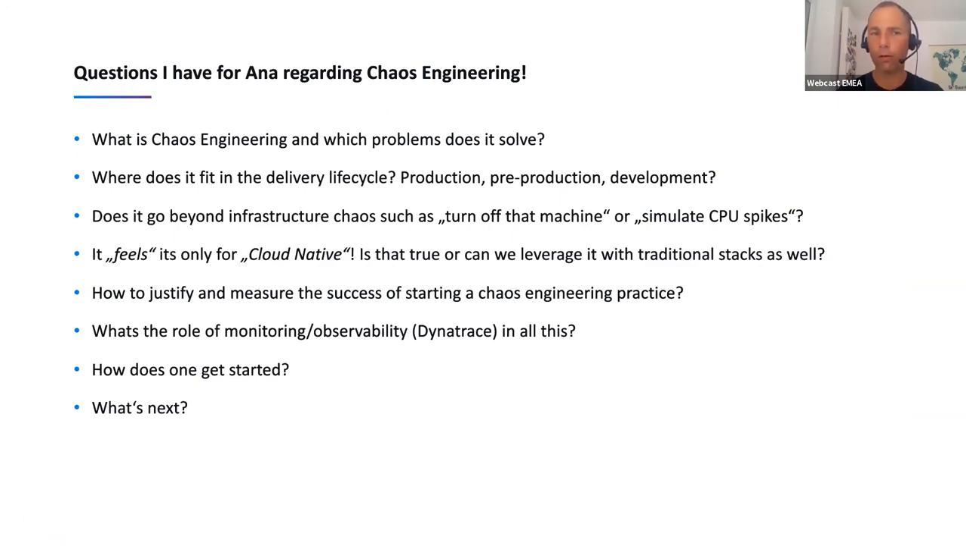I don't need to read everything off the list here, but there are some very important ones. It feels to me that chaos engineering is mainly talked about when it comes to cloud native. So does this mean I can only do it in Kubernetes on microservices, or can we also do it on traditional stacks? I think we have a lot of community members that are dealing with, let's say, classical enterprise applications. So is chaos engineering also something that they can do? Obviously, what's the role of monitoring and observability? In my case, with my Dynatrace background, and with some folks on the line today, they will have Dynatrace as their monitoring solution. So we want to hear a little bit more about that. How does one get started, and also what's next? So these are my questions that I would like to get answered.